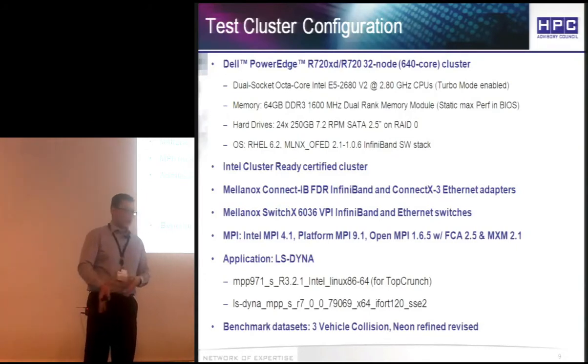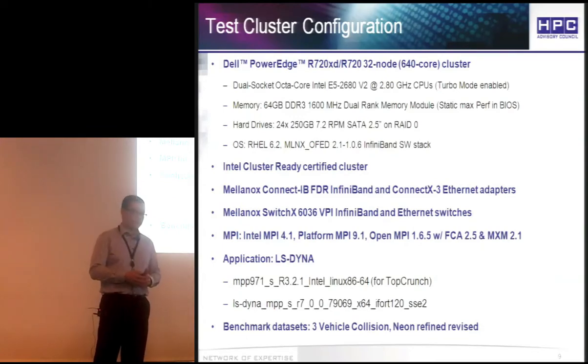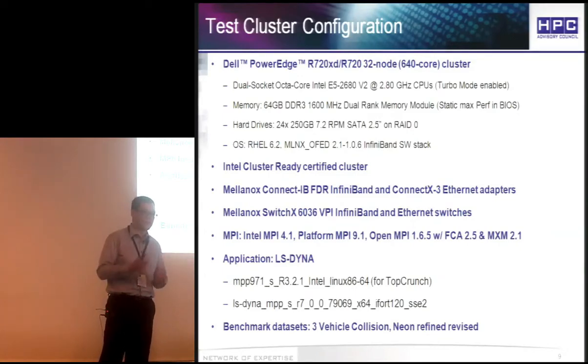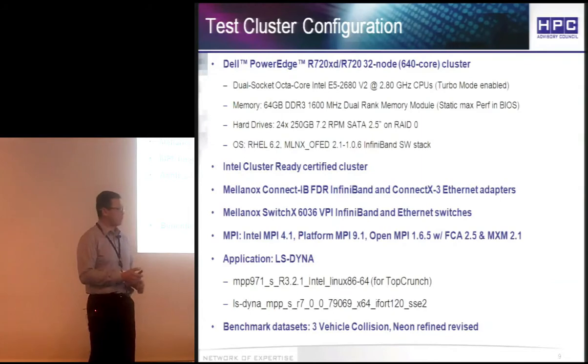Before I dive into that, I want to show you the type of system that I'm using. I'm using a Dell PowerEdge R720xd cluster, a 32-node cluster that we have at the HPC Advisory Council lab. The lab is located in Sunnyvale, California, in the US. We're using the Ivy Bridge CPUs with turbo mode enabled, but I'll also show some of the tests done with turbo mode disabled, so you can see the effect of it. Here's the rest of the configuration.